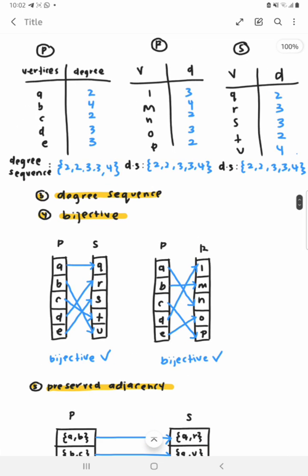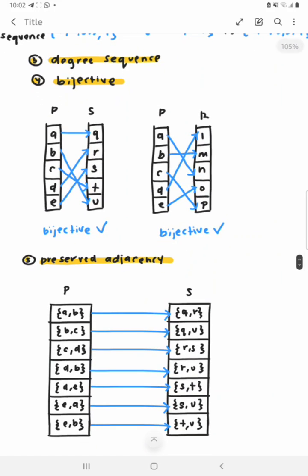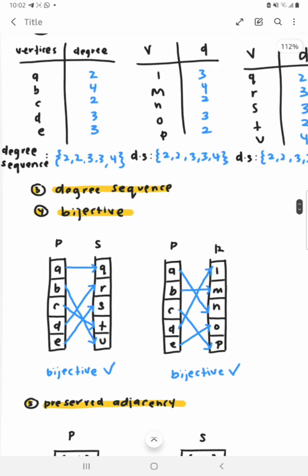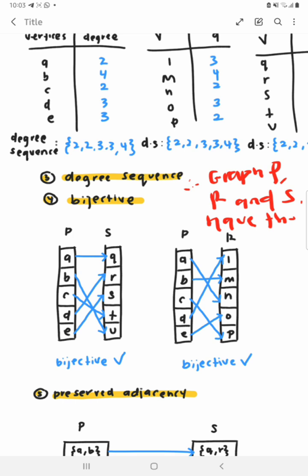Okay, and then the next step, we have to find if they are bijective or not. Okay, before I forget, you actually have to write the conclusion for the degree sequence and for all the steps. For example, to conclude, graphs P, R and S have the same degree sequence.